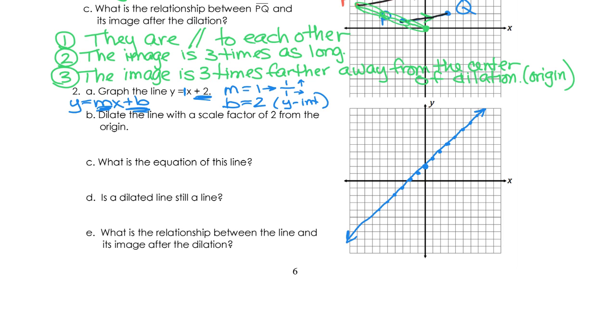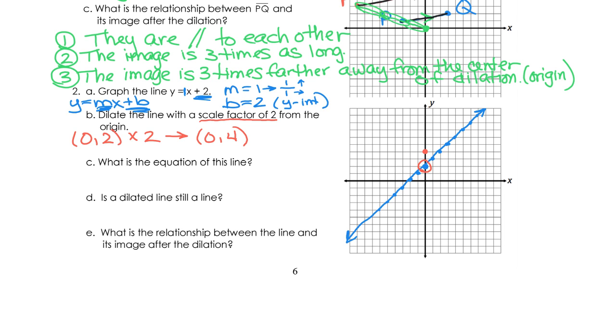Part B says dilate the line with a scale factor of 2. So remember, all you have to do is take 2 coordinates off of that graph and multiply them by 2 and plot them, and you'll get your new line. Okay? I totally suggest using your y-intercept if possible, and the coordinates of that y-intercept are 0, 2. And if I multiply them by a scale factor of 2, it's going to change it to 0, 4. And that's actually my new y-intercept. Okay, so I'll plot it. And then I just need one more point.